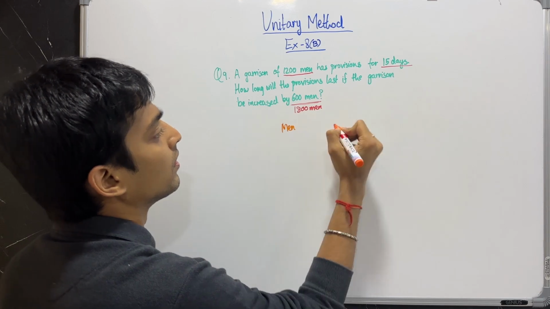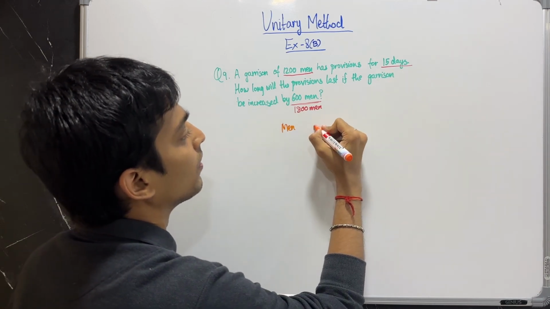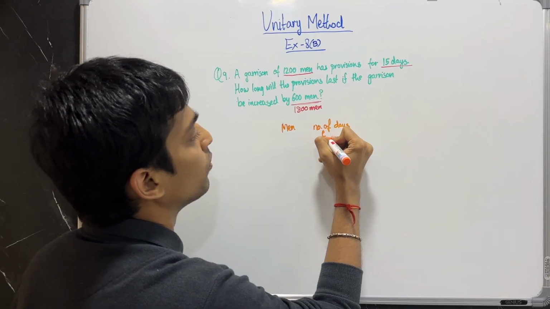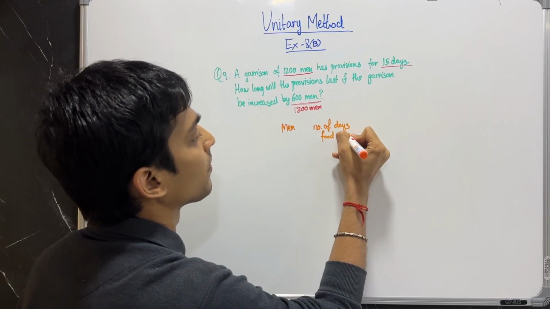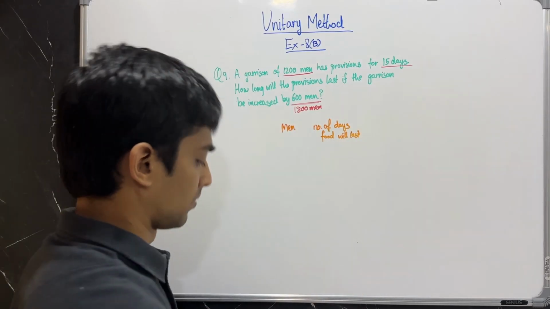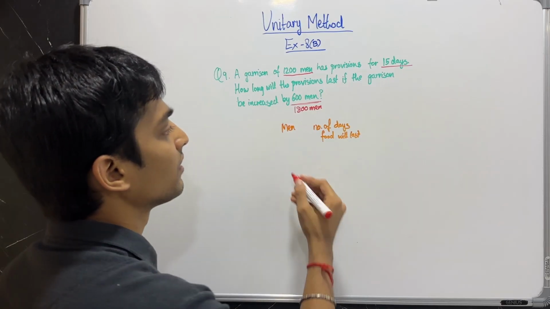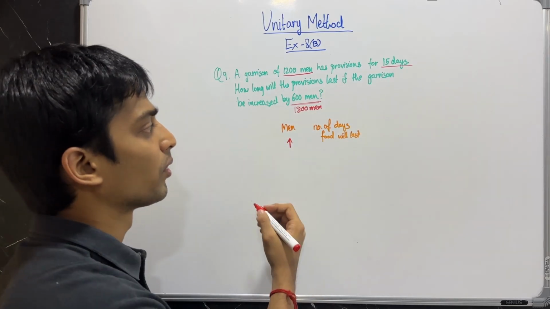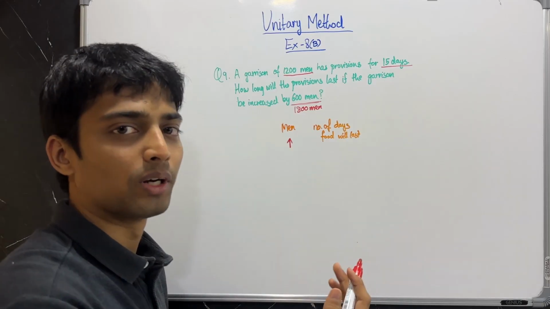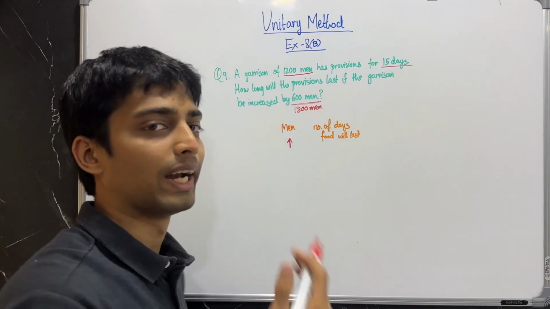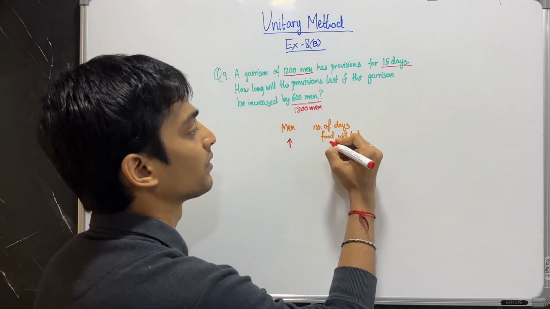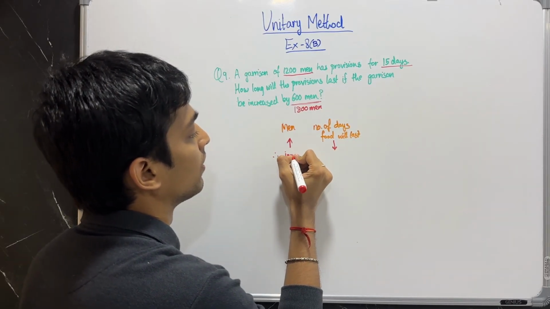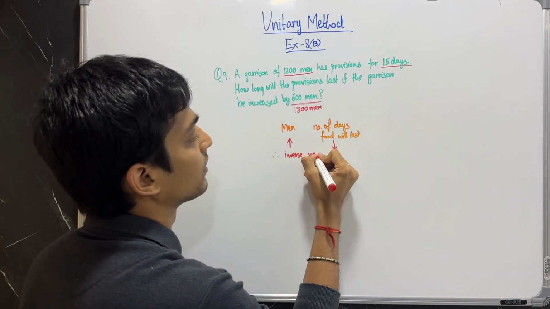We can write it here. Men and number of days food will last. If you increase the number of men, more people are going to consume the food and it will get over quickly. So the number of days food will last will decrease. Therefore, inverse variation.